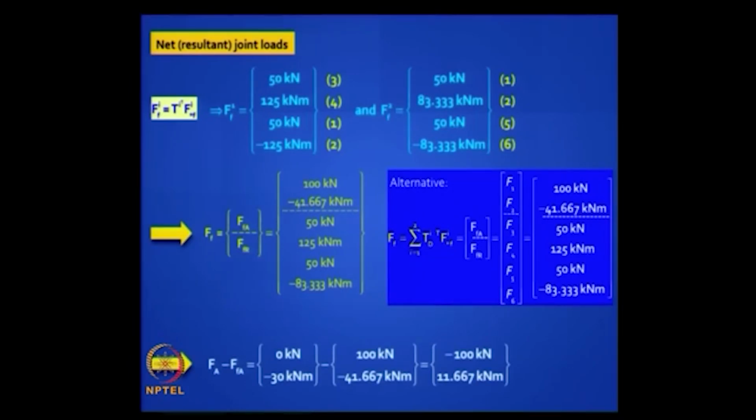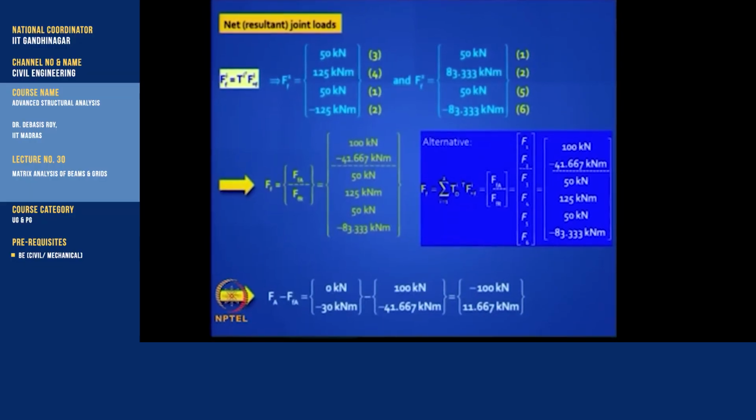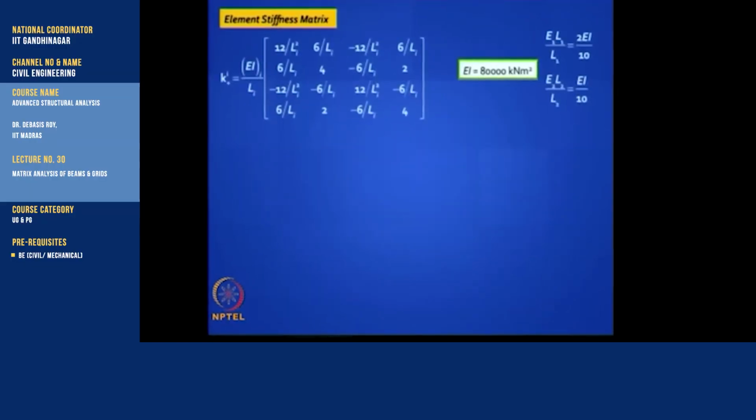Then find the net load vector, which is the nodal load vector minus the fixed end force vector. Remember this is your final nodal vector. Why are we putting minus? Because you artificially restrain those joints, they have accumulated, you have to let go of those restraints to get back your original loading condition. So you have got the net load vector.